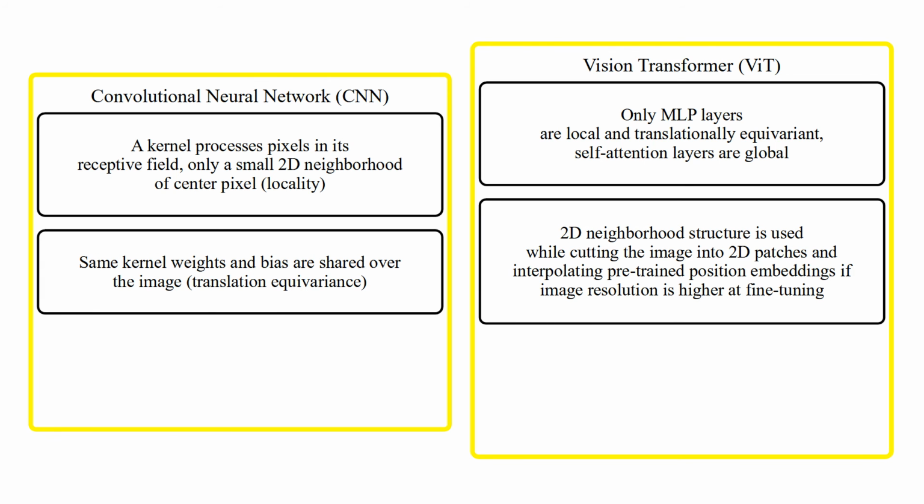2D neighborhood structure is used while cutting the image into 2D patches and interpolating pre-trained position embeddings if image resolution is higher at fine-tuning.